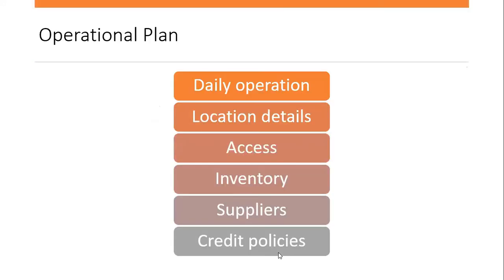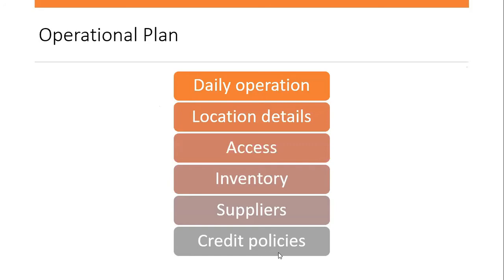The next section of your business plan is the operational plan. What do your daily operations look like? What details about your location need to be in the plan? How will people access you? Will they come in? Will they order online and you ship it out? What type of inventory will you have? Who are you going to have as suppliers?